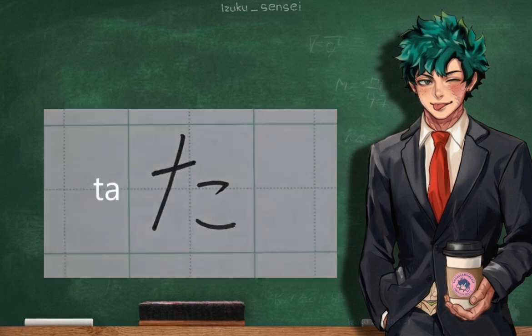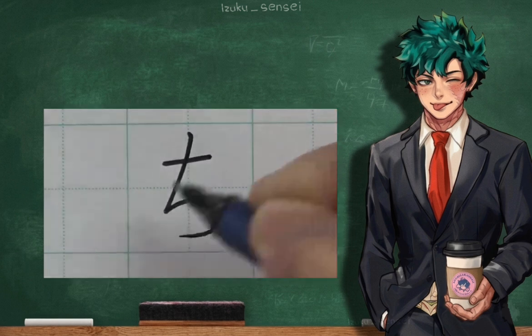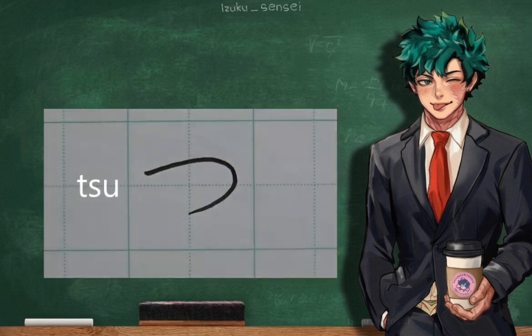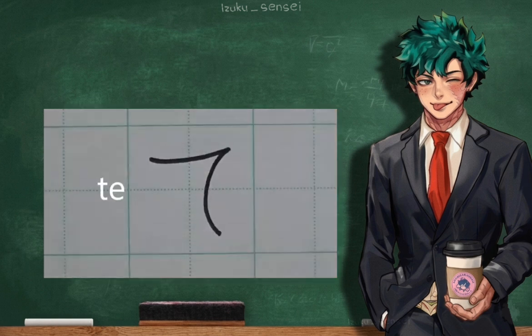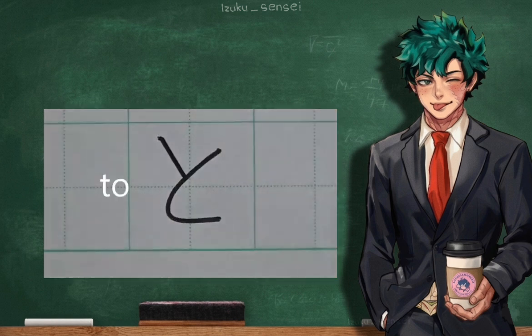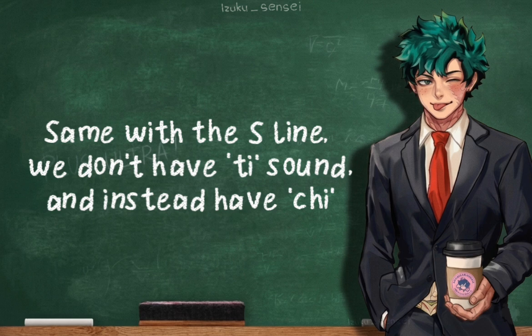Ta, Chi, Tsu, Te, To. Same with the S line, we don't have a T sound, and instead have chi.